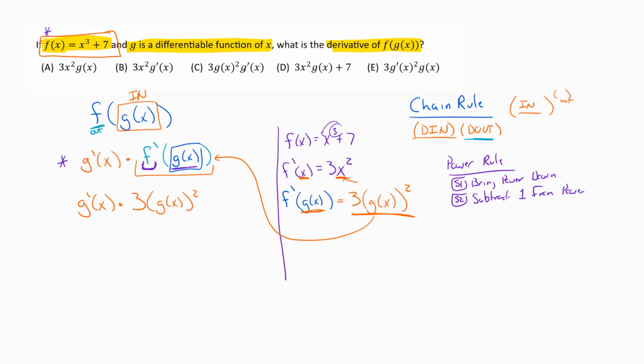As we come back through, you'd look and say, okay, I need a g prime. So I've got my g prime, and then I need 3 times g of x squared. So this is 3 times g of x squared. Remember, multiplying, you can flip-flop the order. 2 times 3 is the same as 3 times 2. So don't let the order fool you. That would be your final answer, option C.